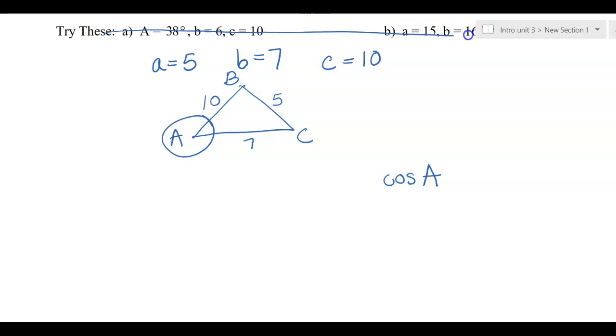We're not doing this. I just gave you guys an example of having all three sides. Is that okay? No, that's okay.